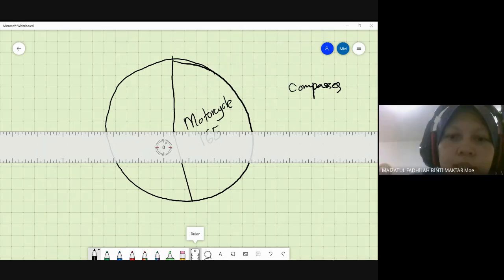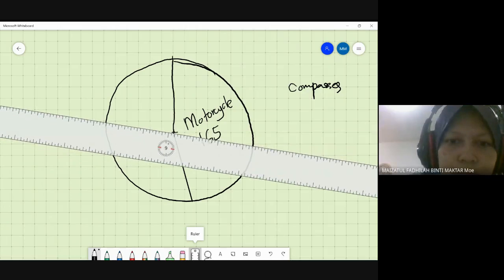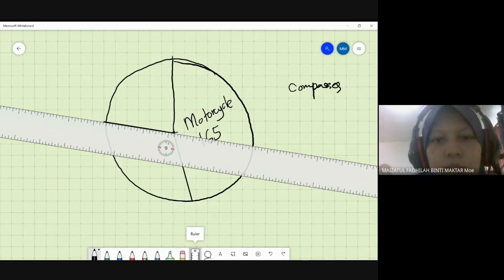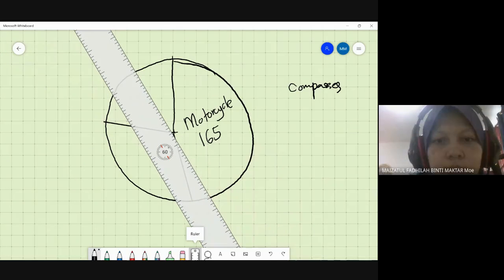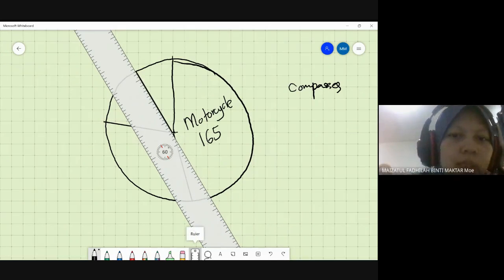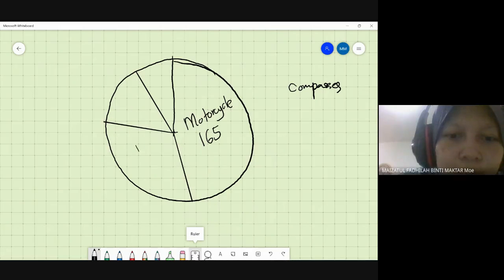Example like this one, because I do not have the protractor. And the next one, just draw here. So it's better that you use the protractor. After you draw, don't forget to label car, bus, and road.